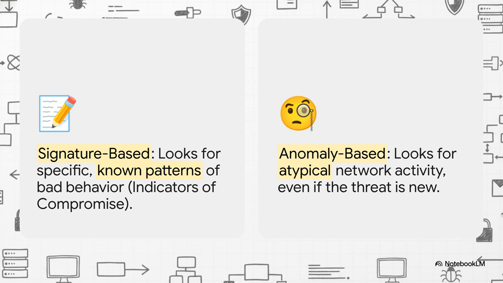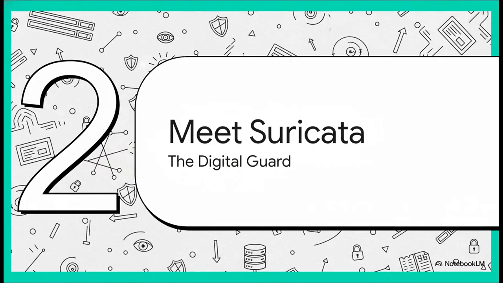Then, you have anomaly-based detection. This is more like that veteran security guard who's worked in the same building for 20 years. They just know the rhythm of the place. They notice when something feels off. You know, a door that's usually locked is suddenly propped open at 3 a.m. It might be nothing, but it could also be the first sign of a brand new attack that no one has ever seen before. So, having these great ideas is one thing, but you need a tool to actually do the work. And that's where this really powerful piece of software called Suricata comes into the picture.